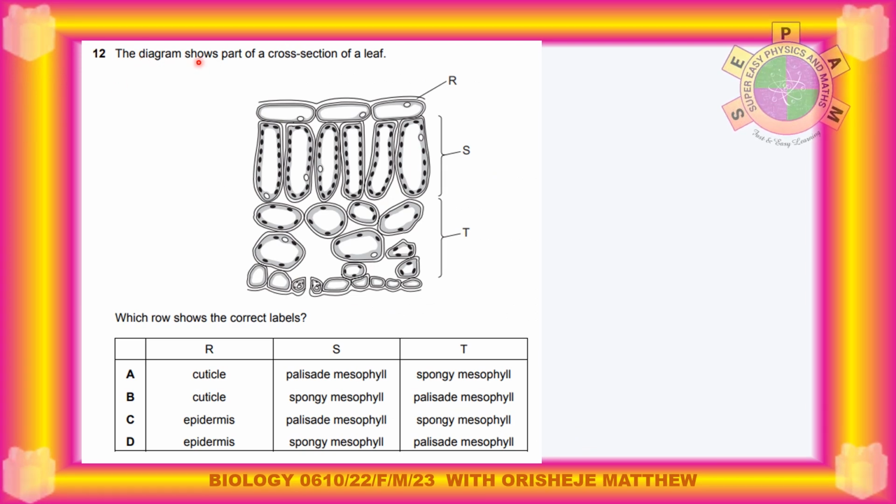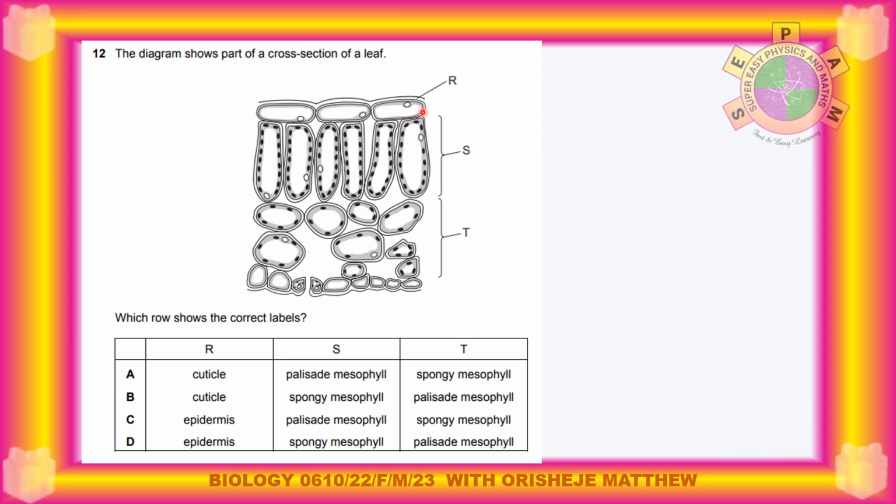Question 11. The diagram shows part of a cross section of a leaf. Most students fail this question because they make a mistake here. We have the epidermis. We have these black spots, which are the chloroplasts. We have the vacuole, that is this white part. Then you have the cell wall. But this tissue here, 1, 2, 3, 4, 5, 6, these are the palisade. This arrow is the reason most students couldn't identify it.